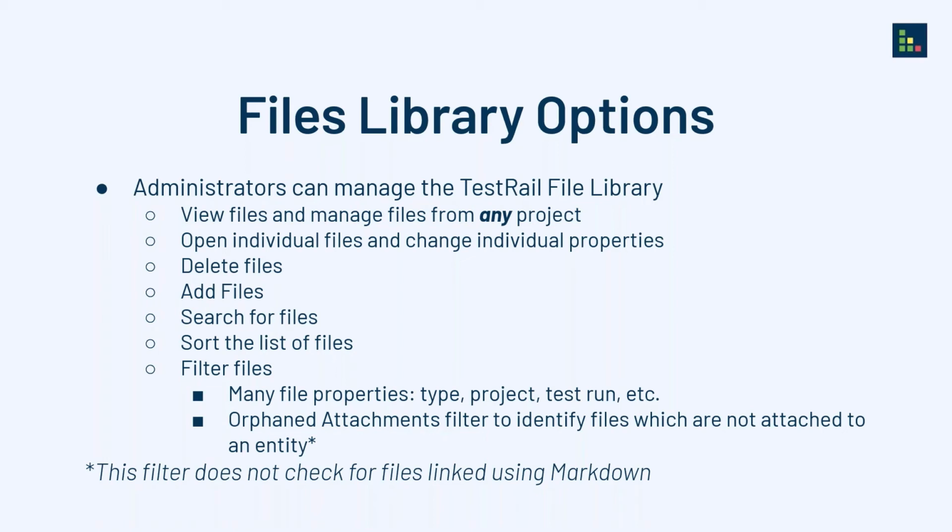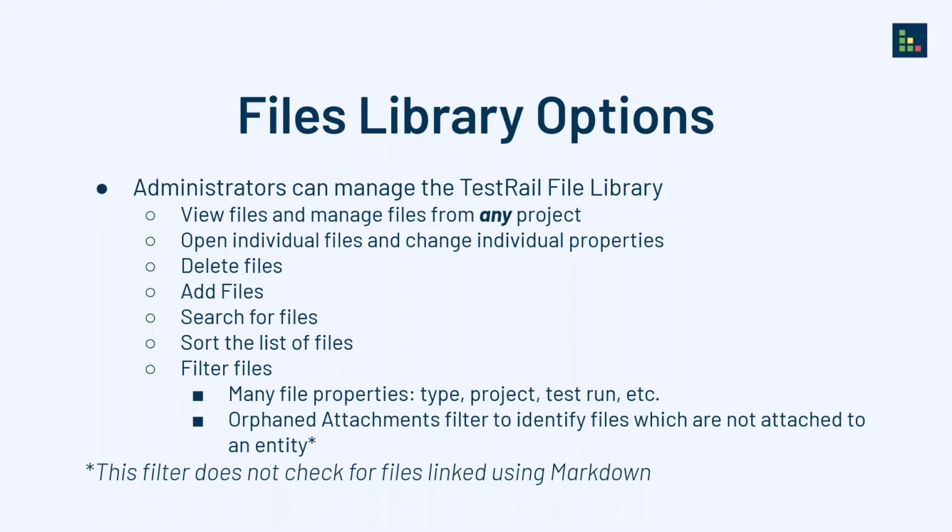We've also added a couple of additional filter options. So the filter options that are available inside a project, we've also added a project filter as well. So you can sort down your attachments for your individual projects. We've also added an orphaned attachments filter. This filter is used to identify which files are not attached to an entity. So if you have files attached to test cases, or files which are not attached to test cases.